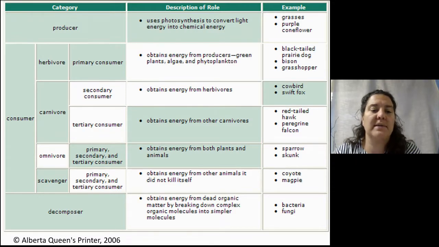Scavengers consume energy from primary, secondary, or tertiary consumers, and they obtain energy from animals or plants that they did not kill themselves, like the coyote or the magpie. Coyotes can also be predators. And then a decomposer obtains its energy from dead organic matter by breaking it down into simpler molecules, like bacteria or fungi.